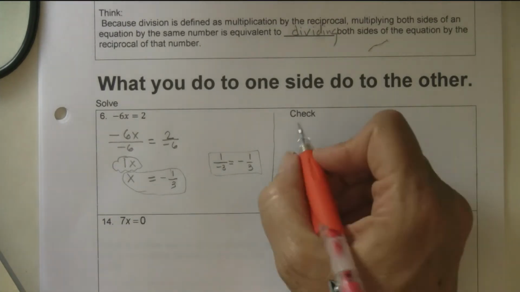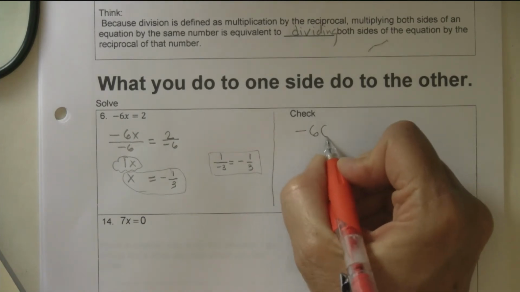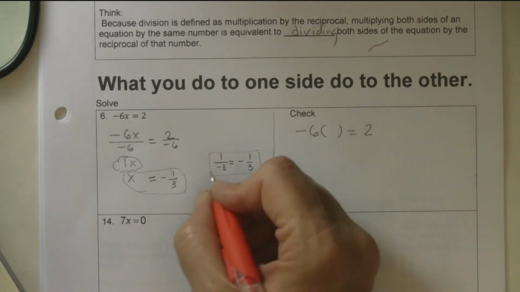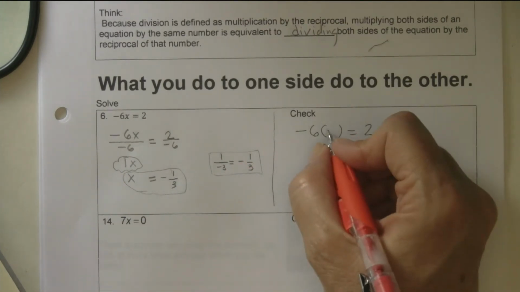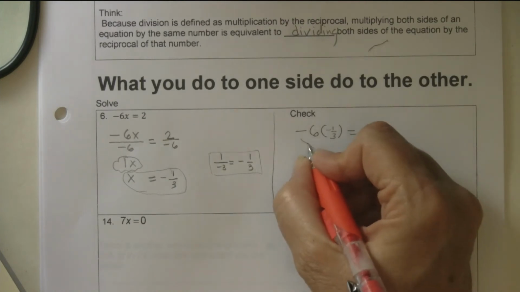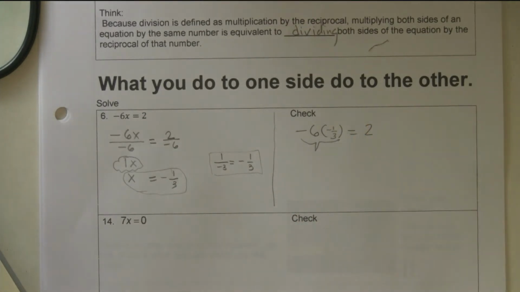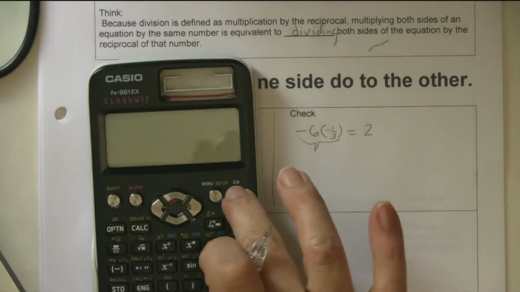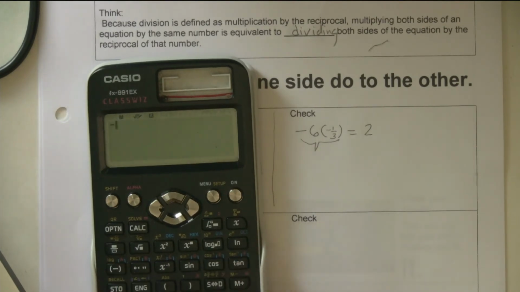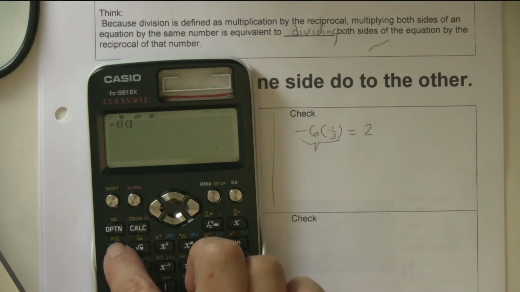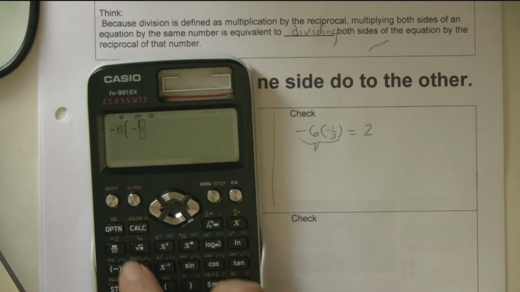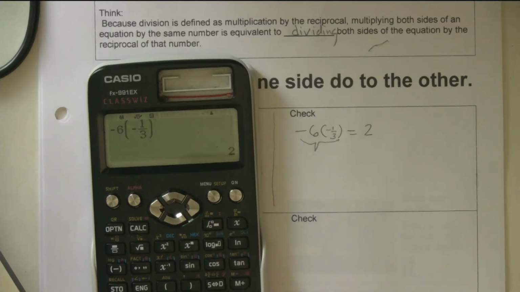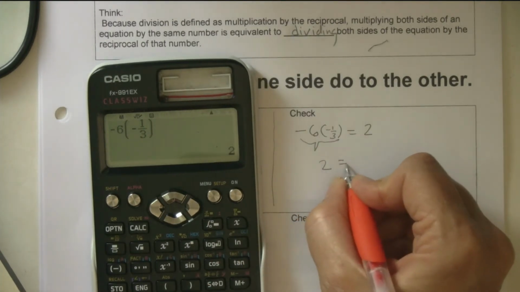And then I want to check my answer. So I have negative 6 times x, and I'm going to put the parentheses right where x is, equals 2, and I'm going to plug into my parentheses what I said x is, which is negative 1/3. And then my choice, whether I use my head or my calculator to do that. And I've been kind of practicing with my calculator a little bit. So -6, and then the parentheses, and then a negative, and then the fraction 1/3. And I get, I hope, 2, and I did 2 equals 2.